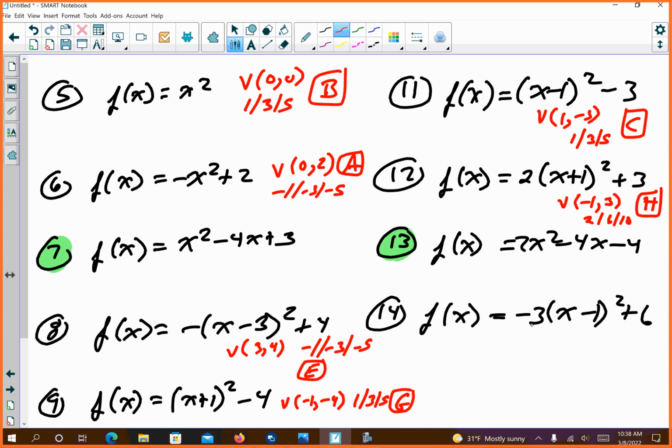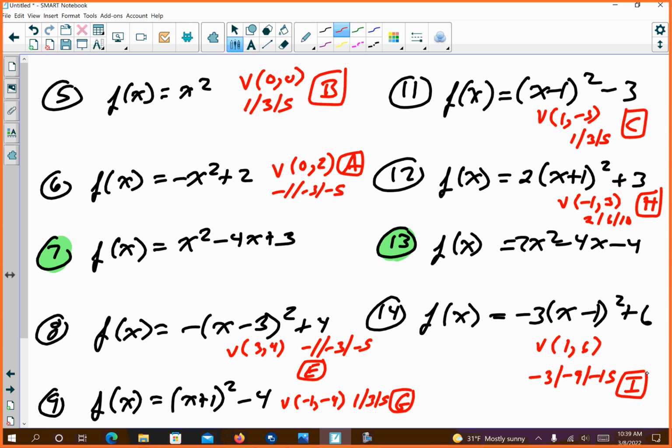And then number 14, I have a vertex at 1, 6. My pattern graph is going to be -3, -9, -15. So it's opening down. So vertex of 1, 6. 1, 6, opening down. What do you think? 1, 6, opening down. I.